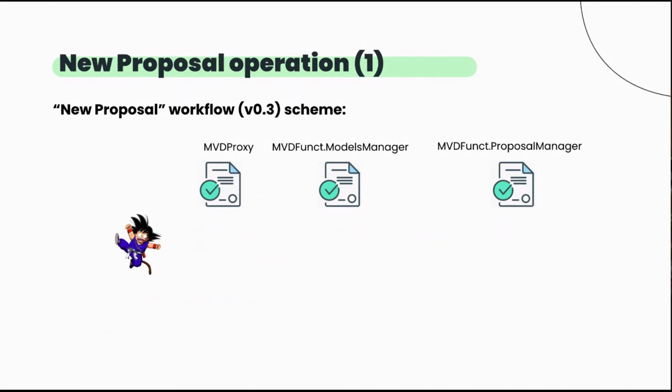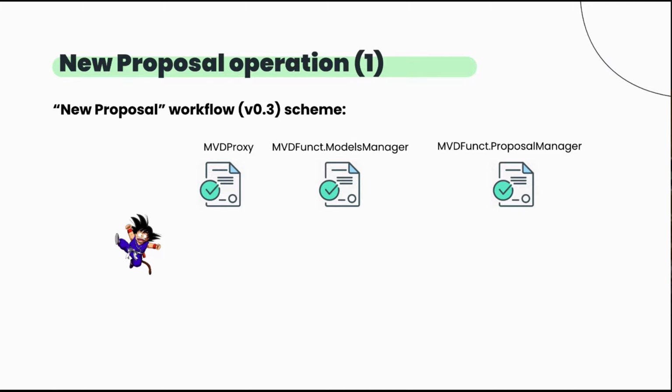So one of our main activities during this month of development concerned the new proposal operation. In the new version, the 0.5 version, we changed a lot of things in the proposal operation. In this slide we can see the current workflow, the 0.3 scheme of a new proposal.